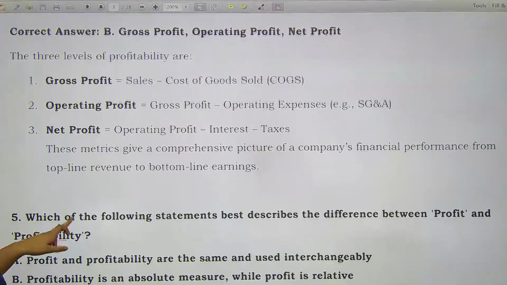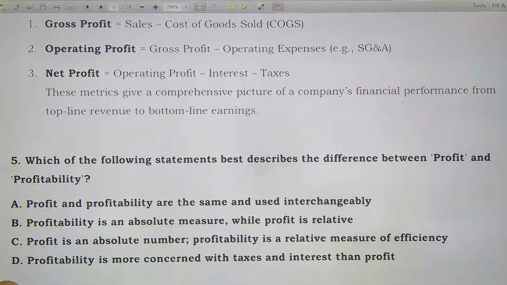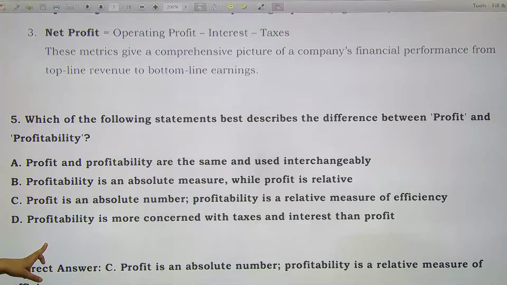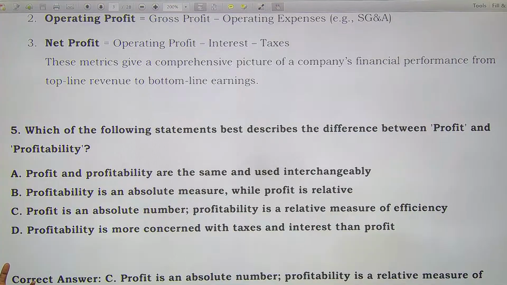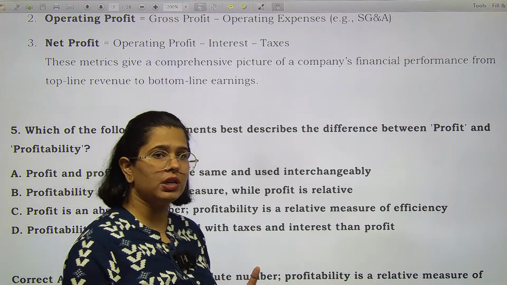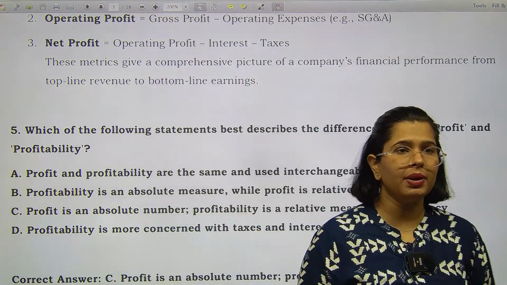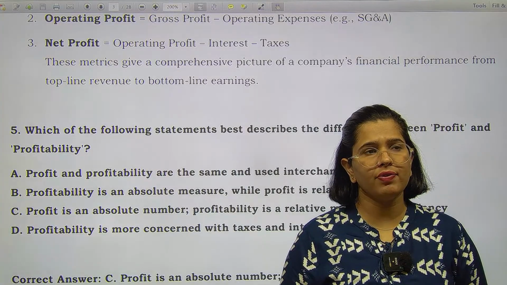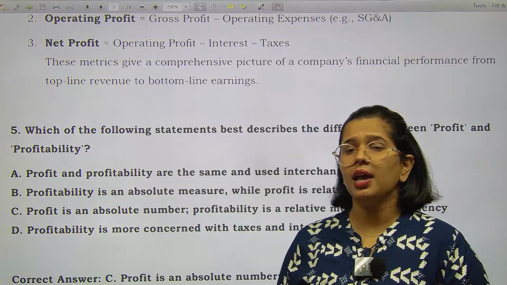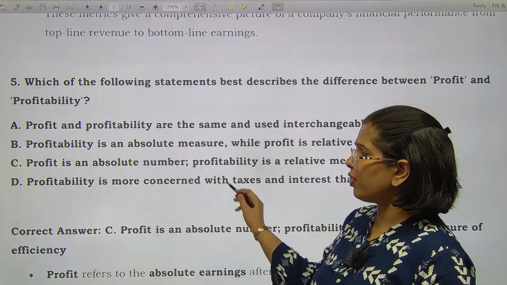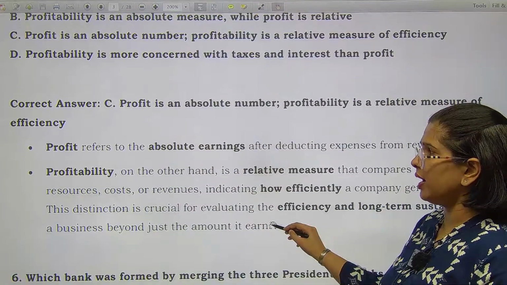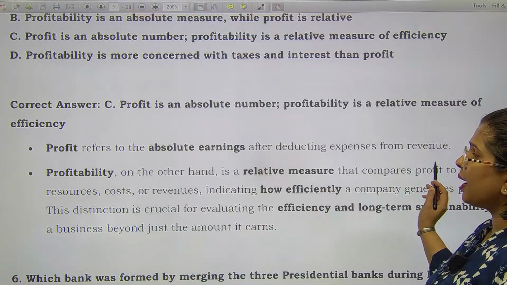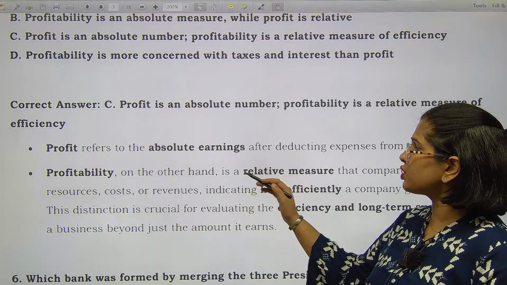Next you have, which of the following statements best describes the difference between profit and profitability? What is the difference between this? So profit is taken as an absolute number, while profitability is a relative measure of efficiency. ठीक है, relative measure of efficiency हम क्यों कह रहे हैं? Because over here in case of profitability we compare it, right? So it's a relative measure that compares the profit to the resources, cost or revenue.